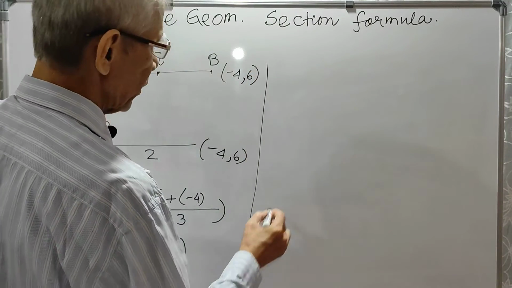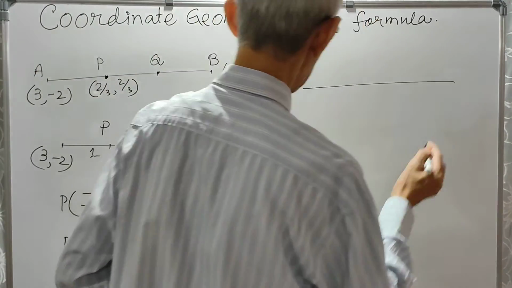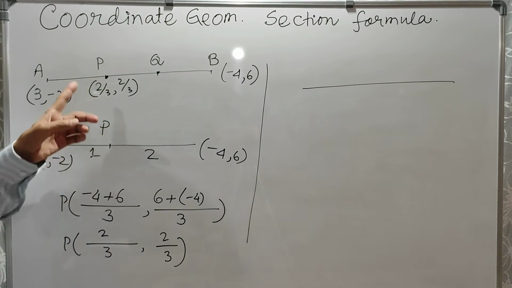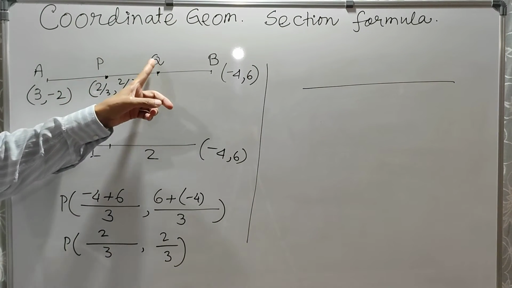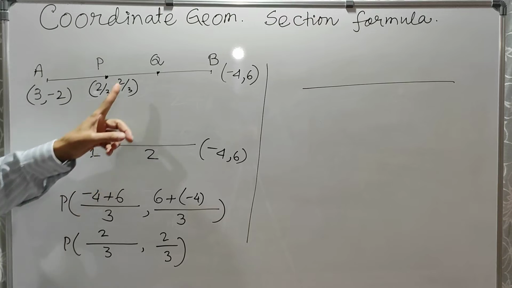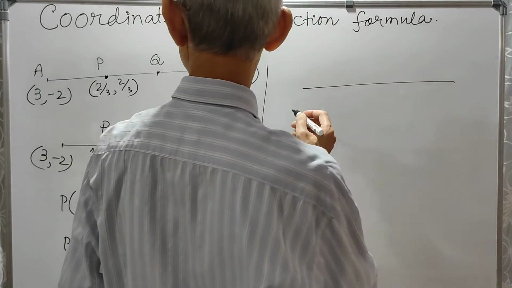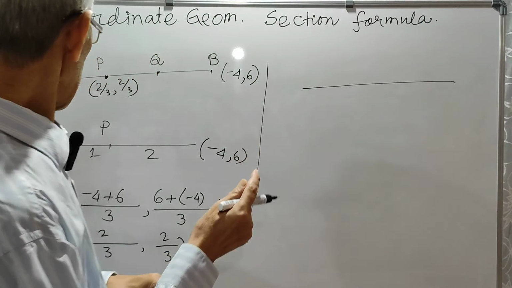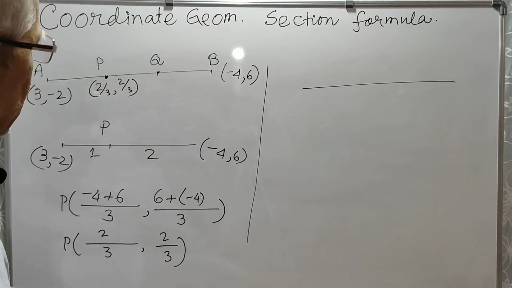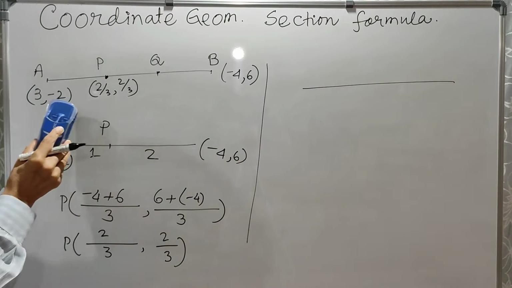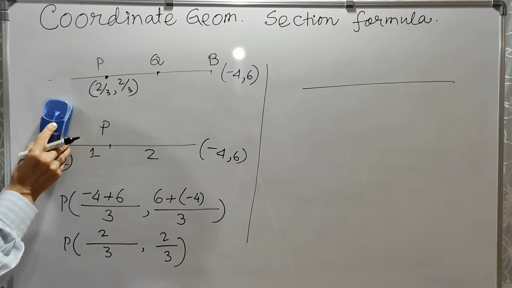Now let us see this diagram. For the time being, forget P. To find P we forgot Q. Now to find Q, we will do a slightly different method, as I told you. Now we have to find Q. Now you forget this part. This is another method.